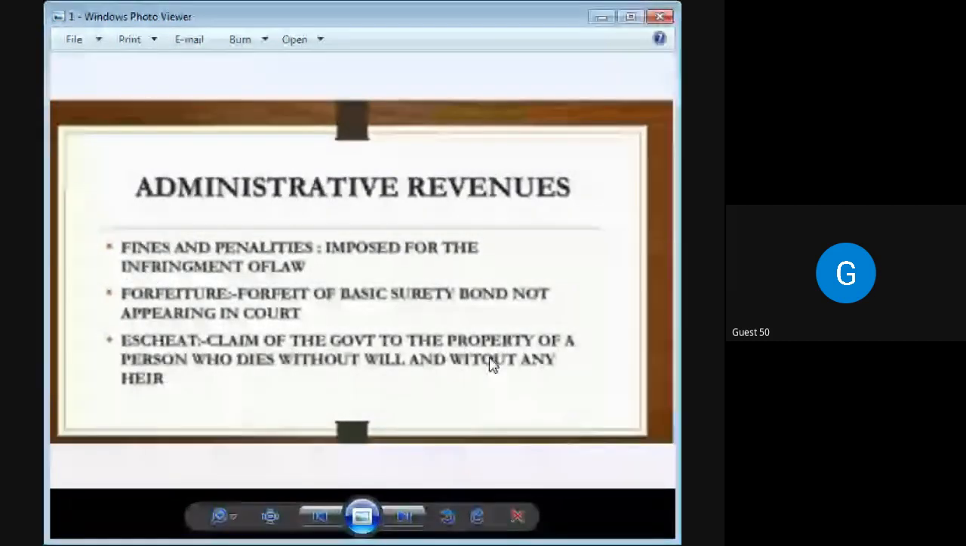Now, next is fines and penalties. You all know, if you break any rules and regulations imposed by the government, then you pay some fines and penalty, and fines and penalty can be one of the sources of administrative revenues. Okay, forfeiture means a bond on basic security not honoured in court.